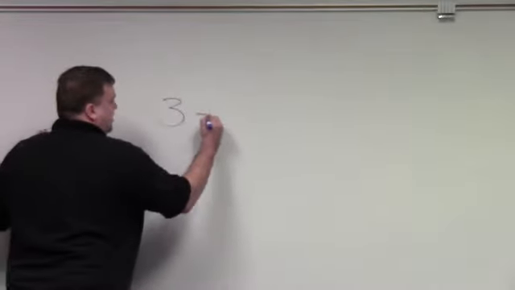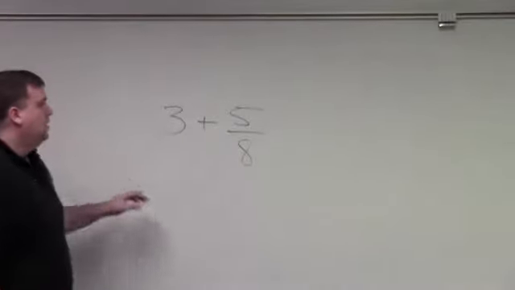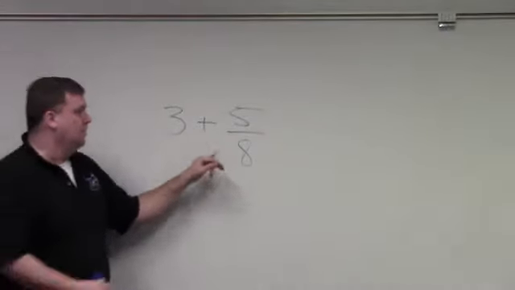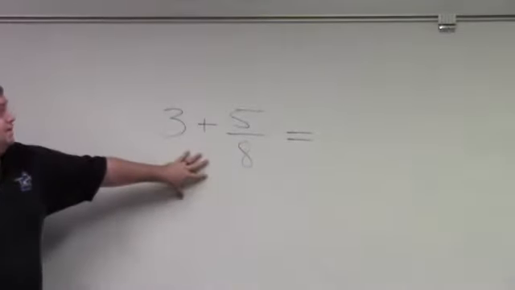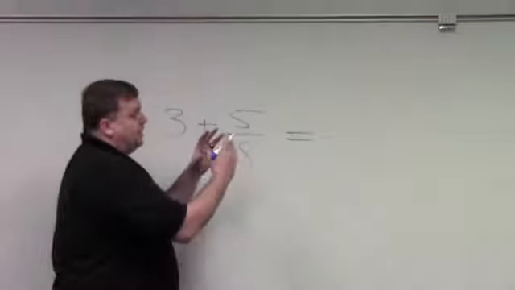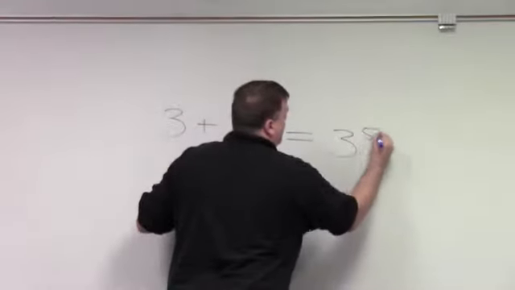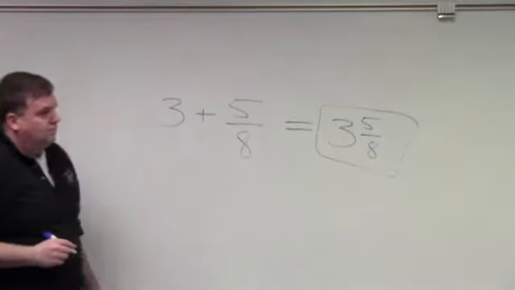All right, let's talk about another one. We don't really need to find a denominator if you have a whole number plus a proper fraction. You don't need to find the common denominator on this one either. 3 plus 5/8, you can just combine them together and write 3 and 5/8.